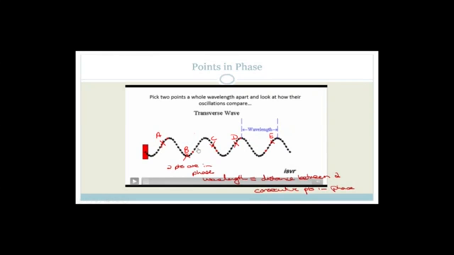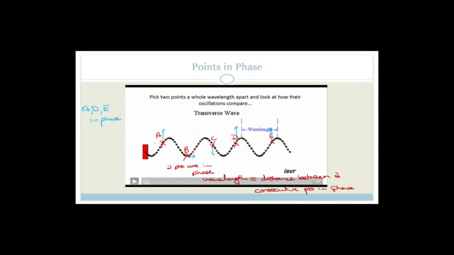I mean all the points that are in phase, then what would you do? Do you agree that you go, well, let me think about this. If this is a duck, he'd be going straight up. If this is a duck, he'd be going a little bit to the right. This duck is moving down, this duck is moving up again, and this duck is moving up. So do we agree that points A, D, and E are in phase? They are perfectly in phase.